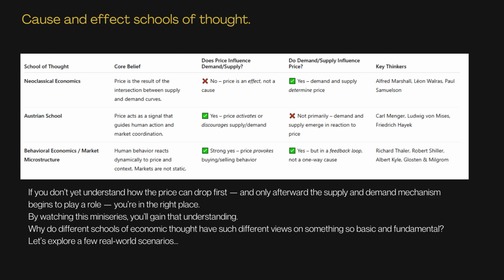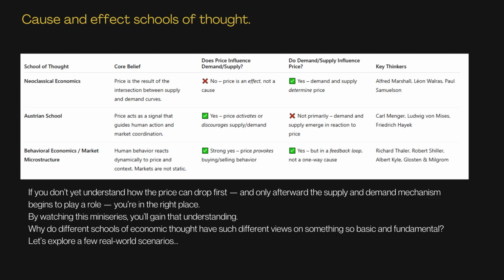Then we have the Austrian school. Here, price isn't just a result. It's a signal. It guides human action. In their framework, price can actually trigger supply or demand reactions. So the direction of influence flips, at least partially.